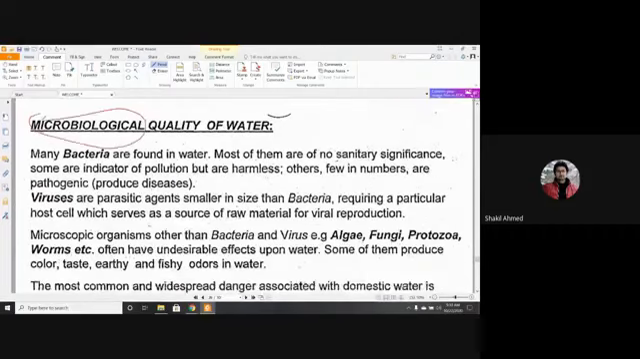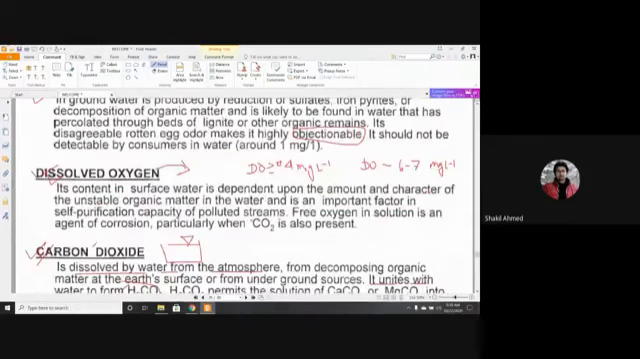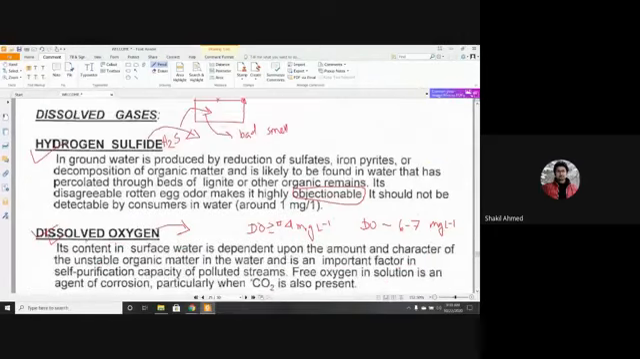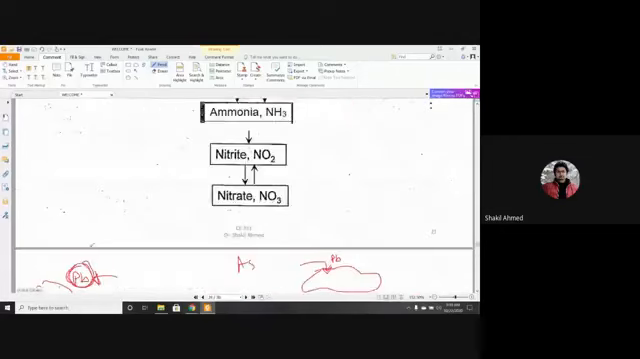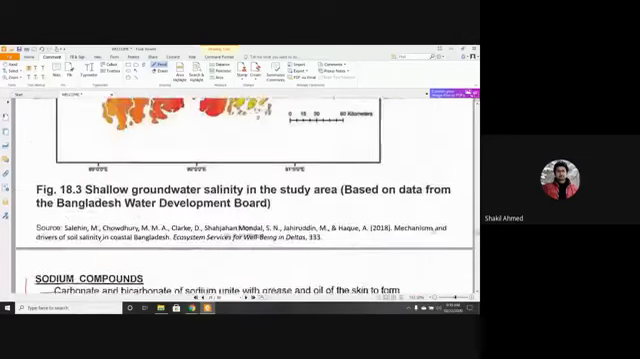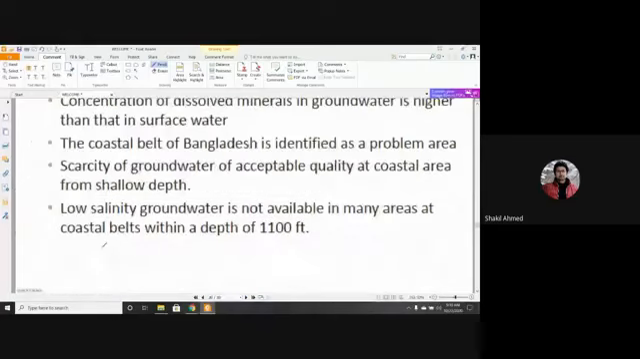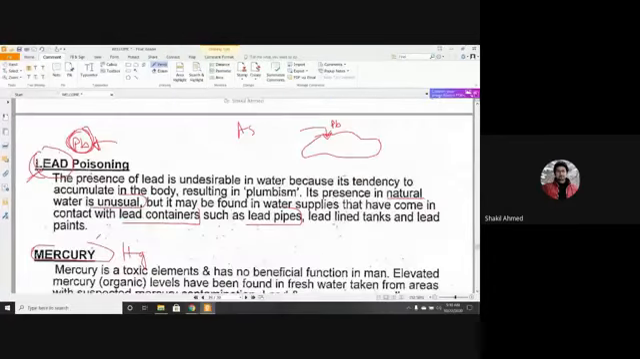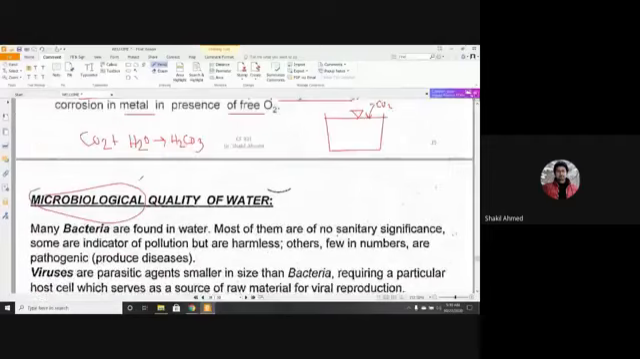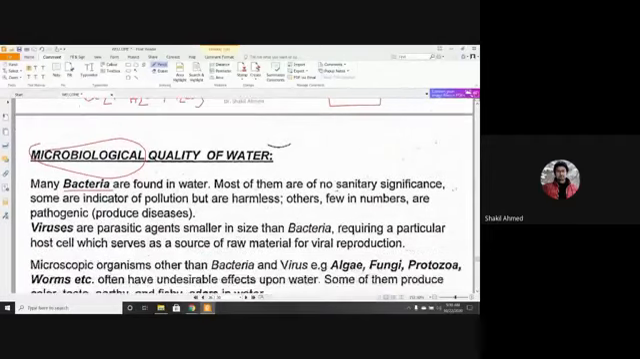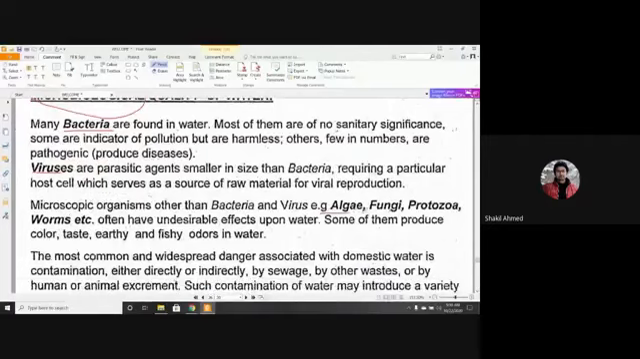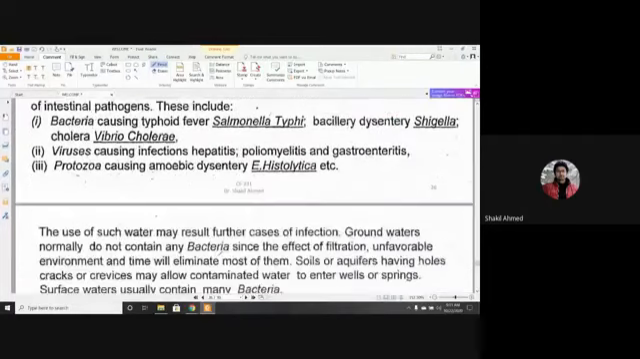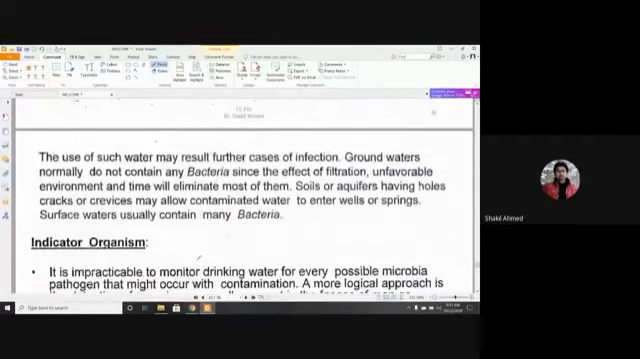Microbiological quality of water. So far we have talked about the non-living impurities: carbon dioxide, dissolved oxygen, hydrogen sulfide, chromium, mercury, lead, nitrate, fluoride. Now, salinity, arsenic, iron, right? Now, what about the living impurities? What are the living impurities, guys? Bacteria, virus, algae, fungi, protozoa, and worms. Okay? So they might be present in water. How do you deal with them?